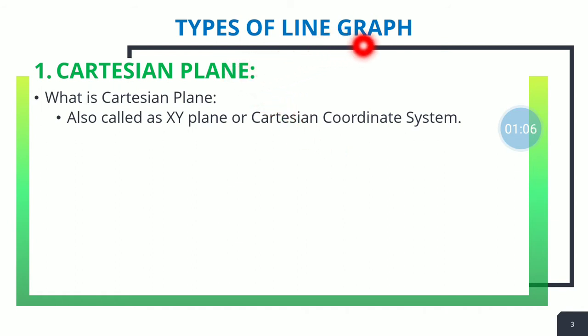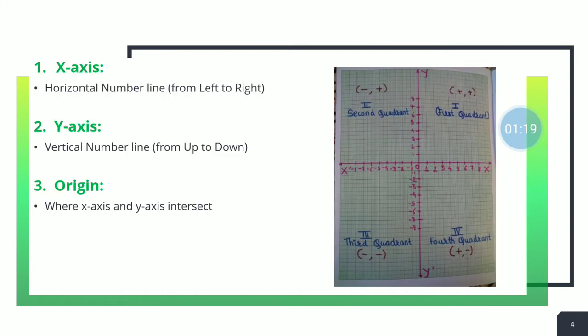Types of line graph. The first one, Cartesian plane. What is a Cartesian plane? It is also known as the XY plane or Cartesian coordinate system. So we will learn more about it.